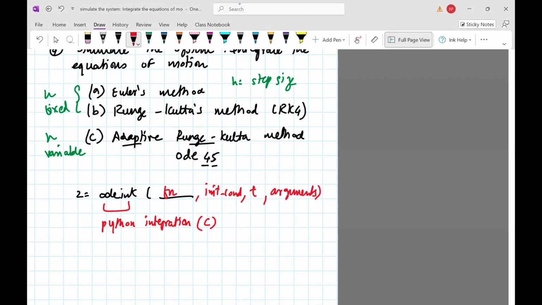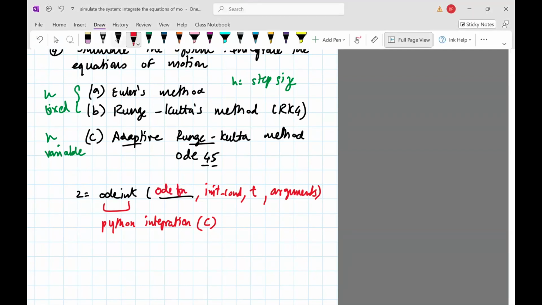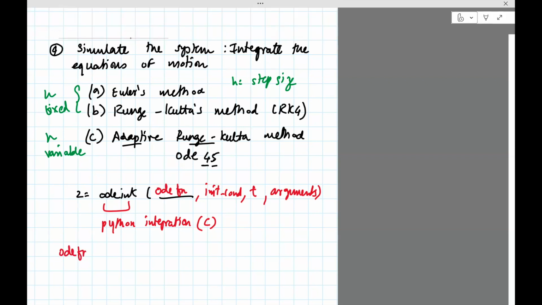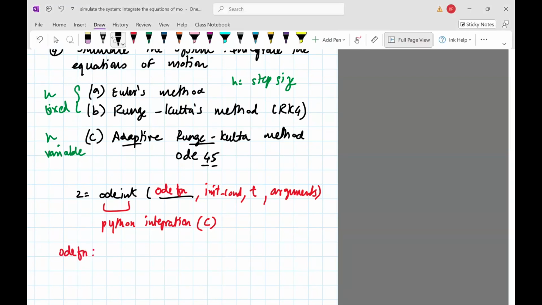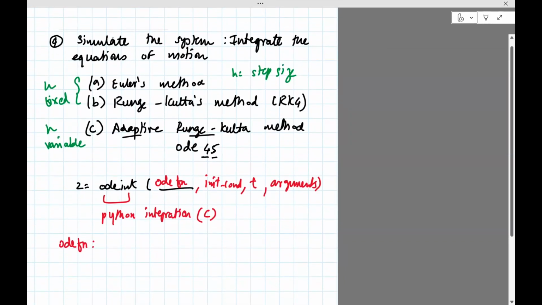Okay, so what's the function? This is called that ODE fun. So the ODE fun in this case is going to consist of, well, in this case, we have a second order equation for x and second order equation for y, right? X double dot, y double dot.